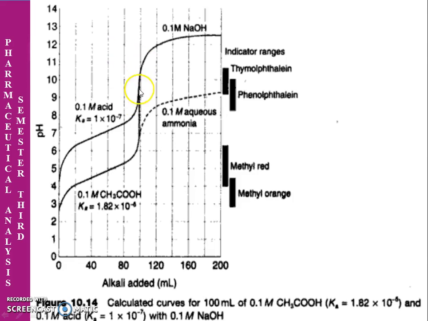But here you can see the sharp change is between 8.5 and 10.5. So indicator systems like phenolphthalein and thymolphthalein, which lie in the basic pH range and show the change in color at basic pH, can be used for the titration of a weak acid and a strong base.